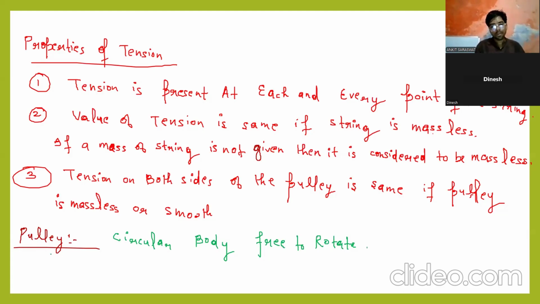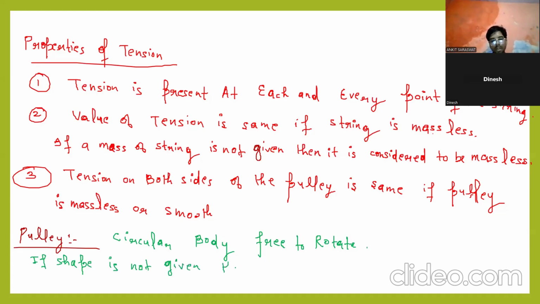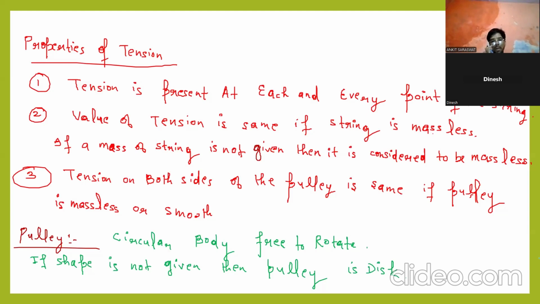Write down: if the shape of the pulley is not given, then the pulley is a disc. What is the shape then? Always take a disc. Clear? Now we will understand with some examples. Take your time. Clear?